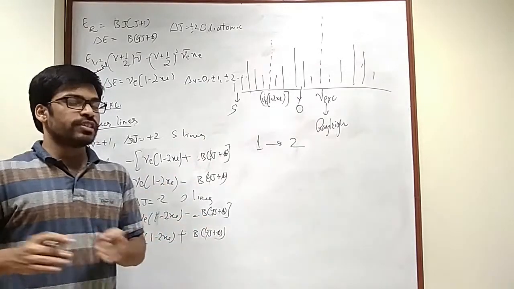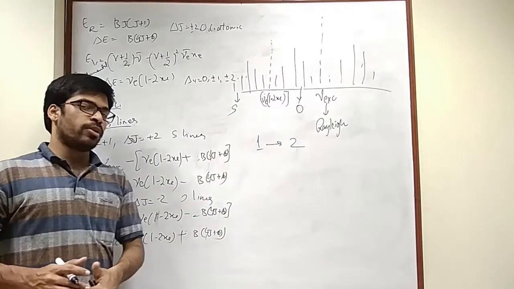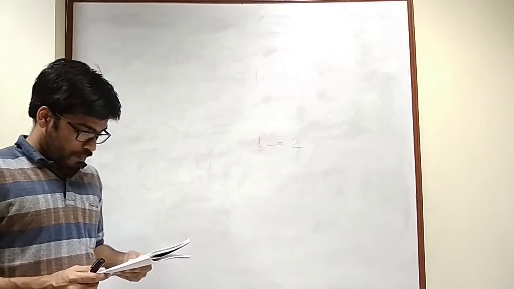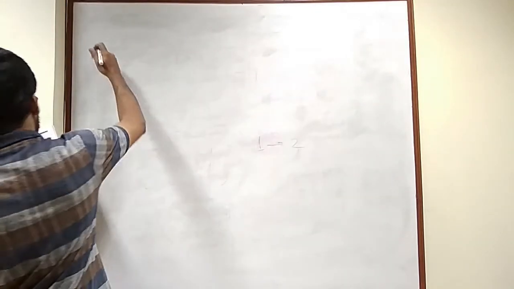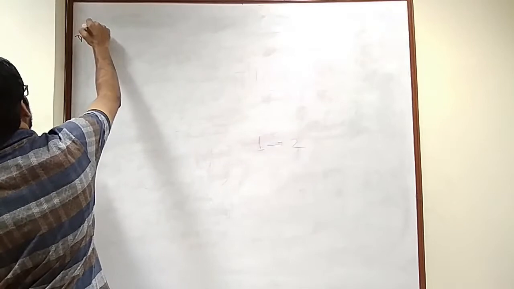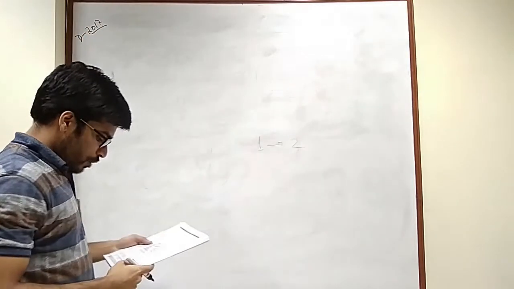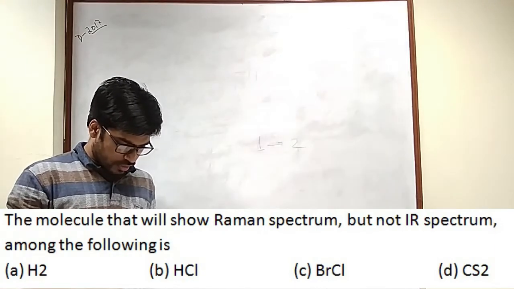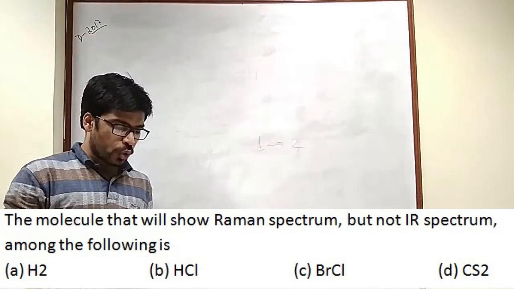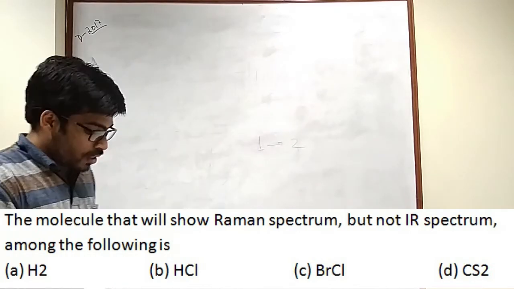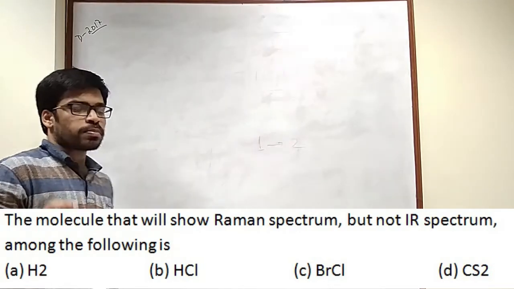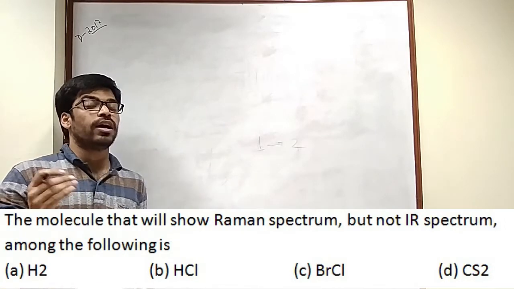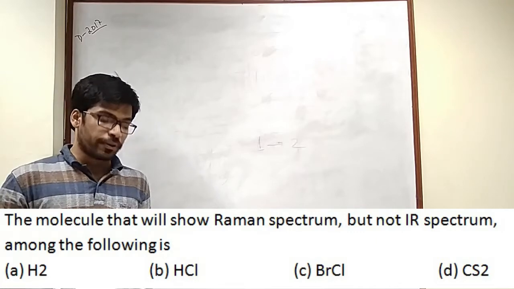We'll now start with the questions from vibrational Raman spectroscopy and vibration rotation Raman spectroscopy. The first question is from NET December 2017, though I'm not so sure of the year. It asks for the molecule that will show a Raman spectrum but not an IR spectrum. For this, the molecule should satisfy the rule of mutual exclusion, that is, it should have a center of symmetry.